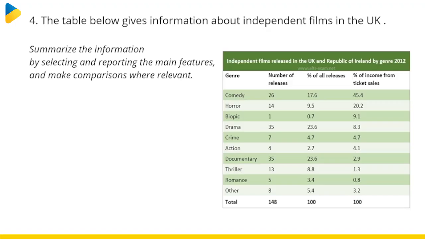So we have number of releases, percentage of all releases, and percentage of income from ticket sales. Here focus on the biggest number, lowest number, similar number, and maybe second biggest number.